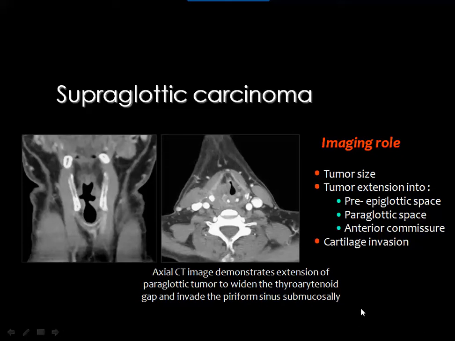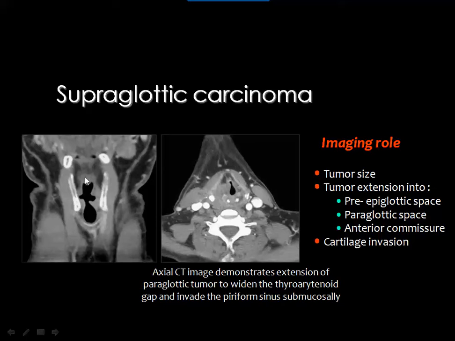Then after the introduction of CT in practical imaging, you are able to see the tumor mass, and you can exactly identify its anatomic location and size, which is very important. Then you should look for the tumor extension into the pre-epiglottic space, which is the space anterior to the epiglottis, the paraglottic space, which is the space filled with fat on either side of the larynx, then the anterior commissure, which is the junction between the two true vocal cords anteriorly, and also to assess the invasion of the cartilage.